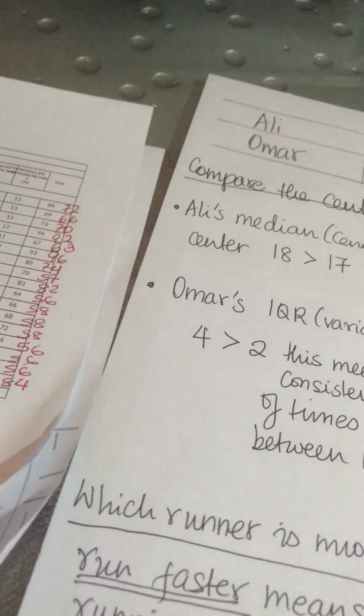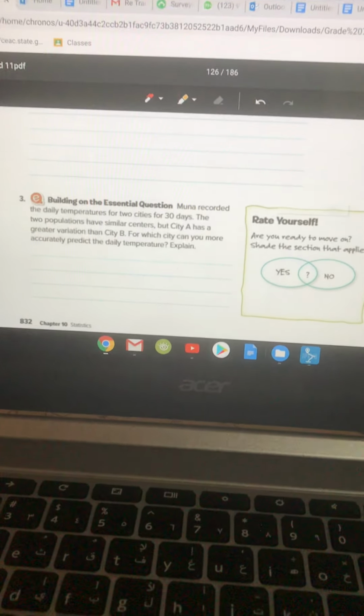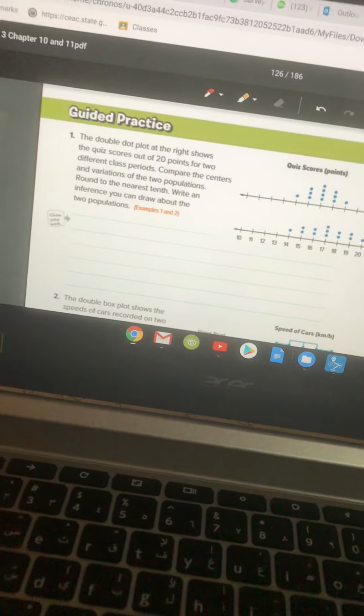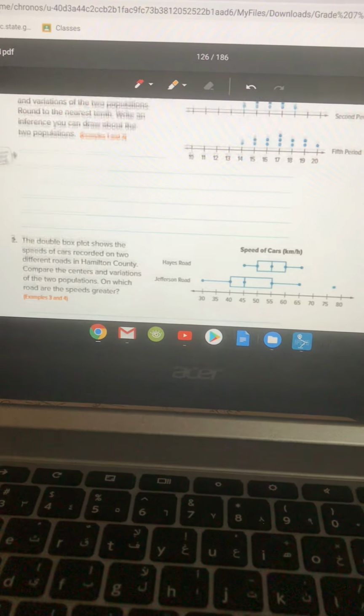So, finish your DOKs. And do your guided practice. Do number 1, 2, and 3. This way, you know if you understood. So tomorrow we will start with number 1 and 2. Okay? All right. See you tomorrow.